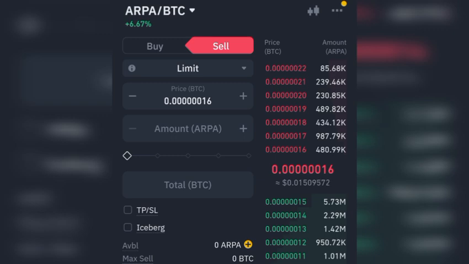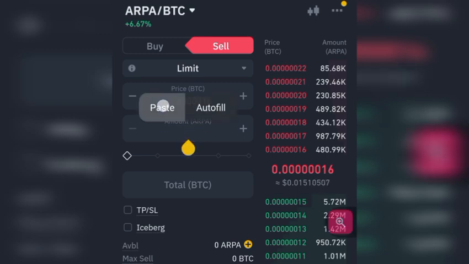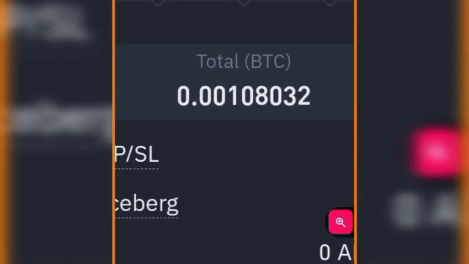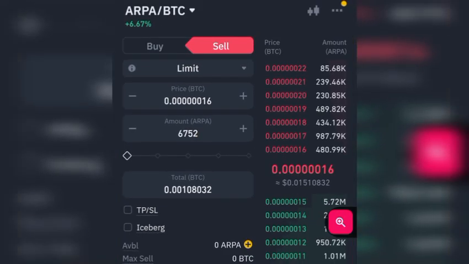If we come here and put in, let's not even change the prices. Let's put in our ARPA. Don't forget that we're going to remove that 0.1. And then what we have here is 0.00108,032. Take note of that. 108,032. Okay.